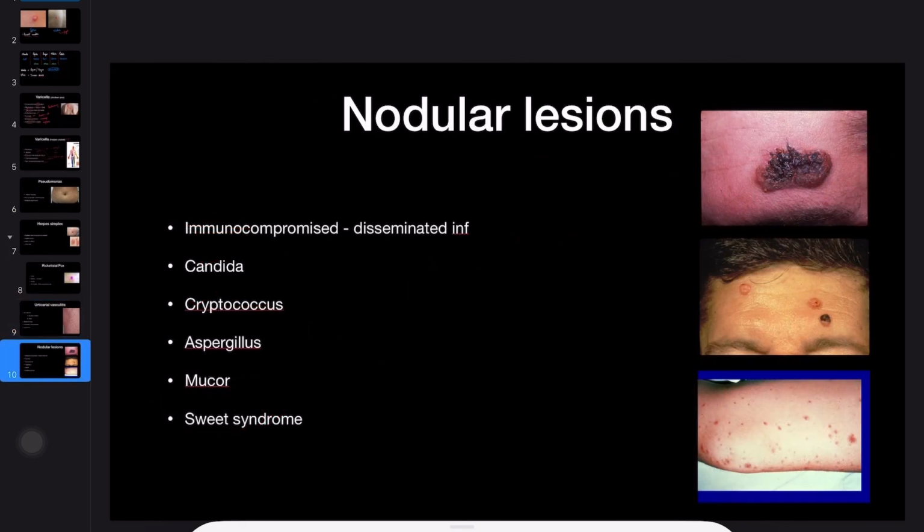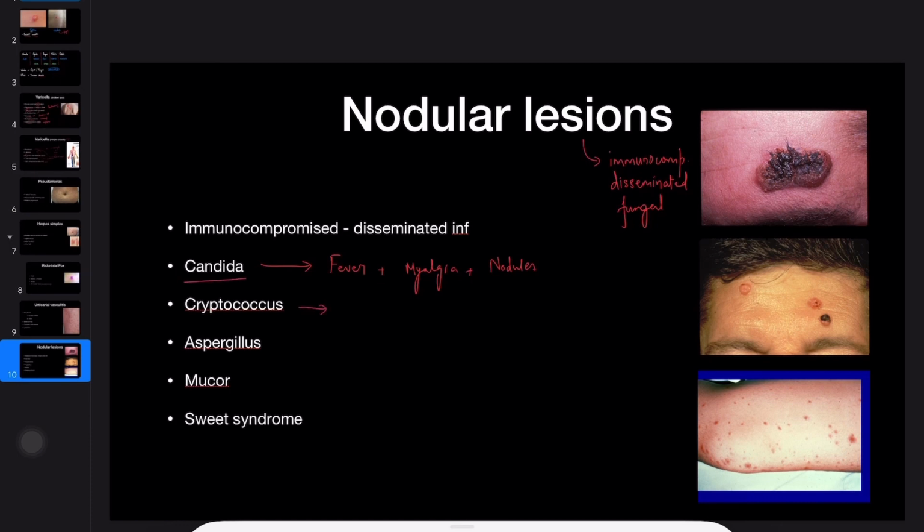The last topic for today is nodular lesions, and as I mentioned in the start of the video, nodular lesions should remind you of immunocompromised state, disseminated infection, and these are generally fungal infections. So let us go through these one by one. The first one is candida, and you will see a triad of fever and muscle pain and nodules. So if this is the presentation of the patient, think of candida.